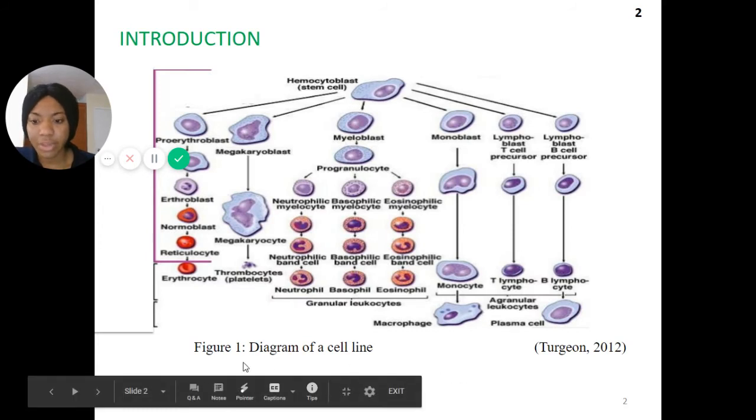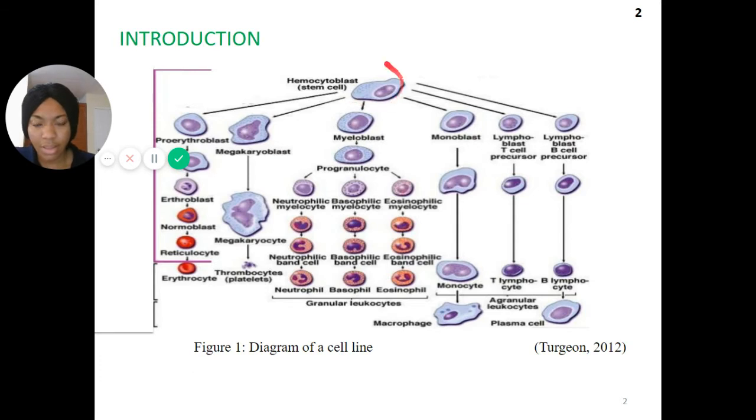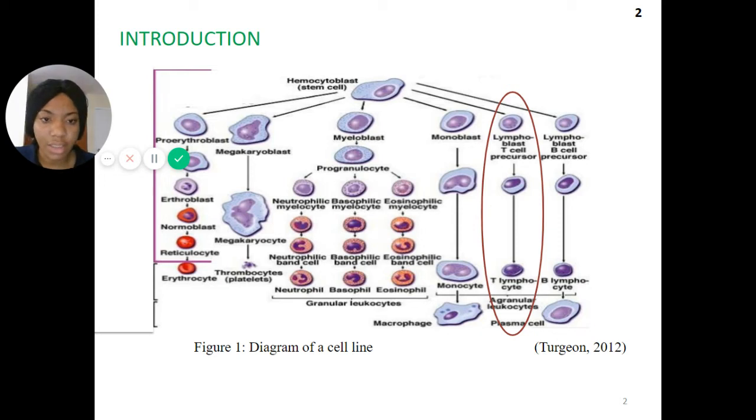So on this slide, I've brought the diagram of a cell line. This is a stem cell. These are the different subsets, but I want to particularly show the T lymphocyte because that's going to be the basis of the presentation today. The T lymphocyte has two different subsets, the CD4 T cells and the CD8 T cells. These are really important for immune function.